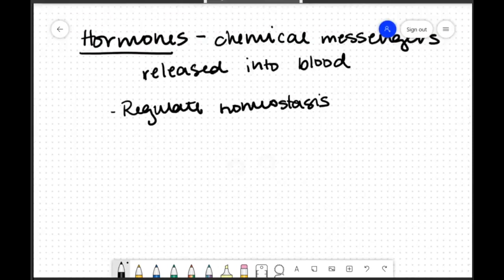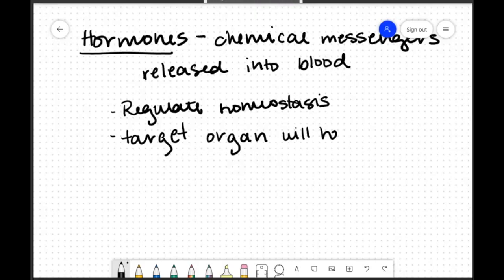As I said, they are released in the blood, so that means they can hit a bunch of different types of organs. They can travel throughout the entire body. If we're releasing a messenger into the blood, we don't necessarily want it to communicate to everything. So a hormone is going to target a specific organ. That organ will have a receptor geared for that hormone, so that way, when the hormone is released into the blood, it only communicates with the organ that it needs to.